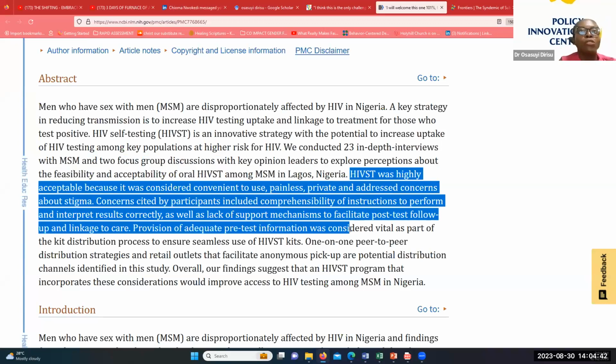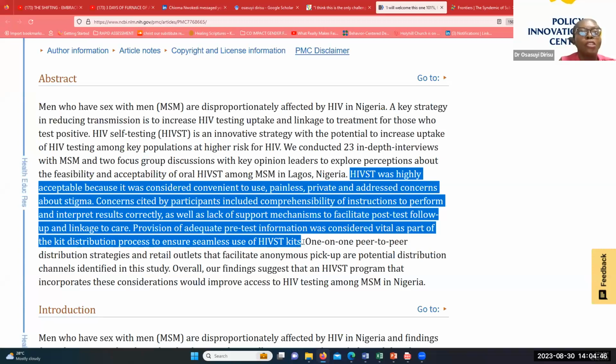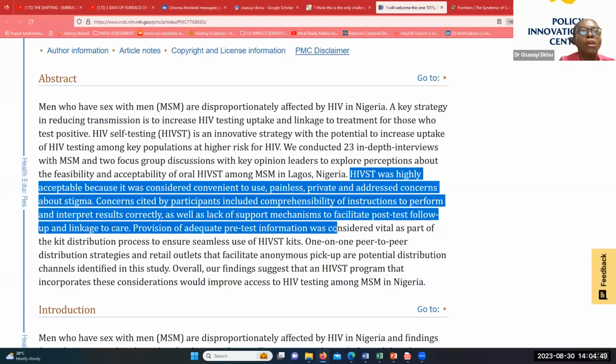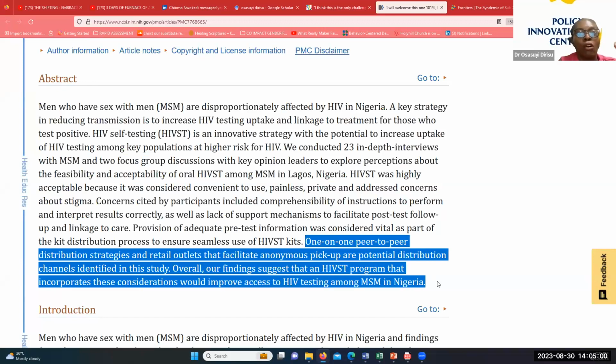And then I went on to talk about what the findings were, just like I showed you there, the results. So HIV self-testing was acceptable because it was considered A, B, C, D, E, and then highlighted what people's concerns are. And then going straight to the recommendations and conclusions, which is the high point of your work, I went on to say one-on-one peer distribution strategies facilitate pickup. So overall, the findings suggest that HIV programs incorporating this will improve this.